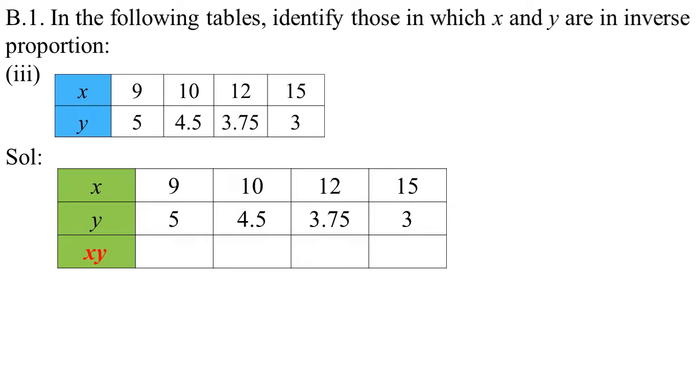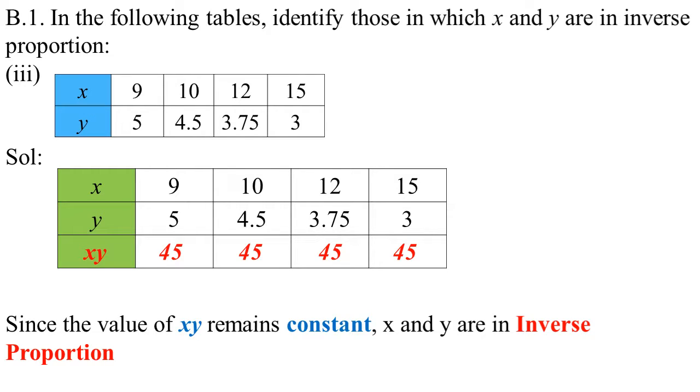So, multiply x into y. 9 into 5, we get 45. 10 into 4.5, we get 45. 12 into 3.75, we get 45. 15 into 3, we get 45. See, the xy values are constant. Since the value of xy remains constant, x and y are in inverse proportion.